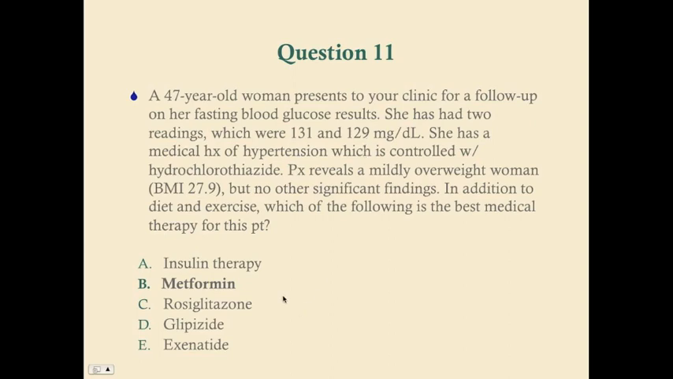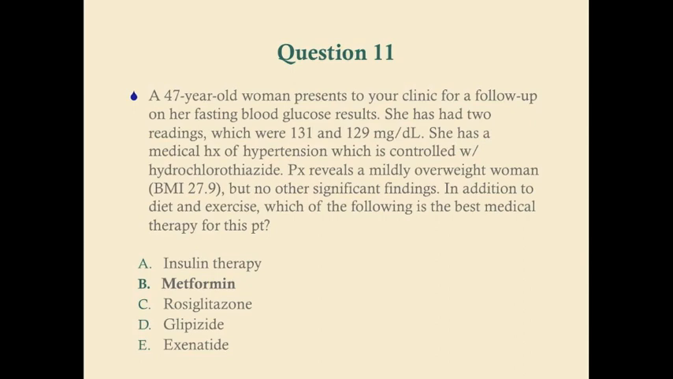Now, the rules are the most recent recommendations. If the patient has an A1C of less than 7.5, then we start them on monotherapy.